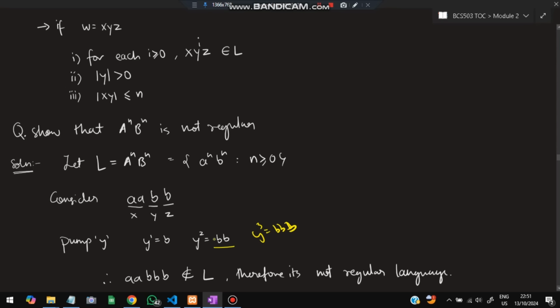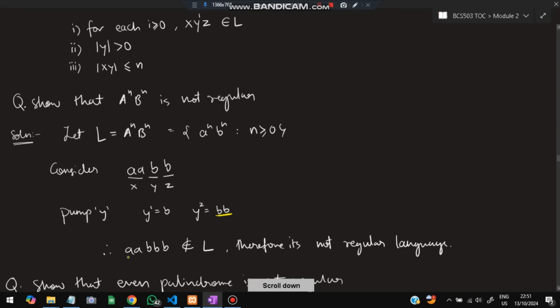Now, if I pump the value of B, what will happen? If I take it as 2, B will become BB. So what will we get? AA, BBB. Does AABBB belong to L? The condition of L is A power N, B power N, so the number of A's and B's should be equal. But after pumping, it is not equal. Since after pumping the string does not belong to L, it is not a regular language.